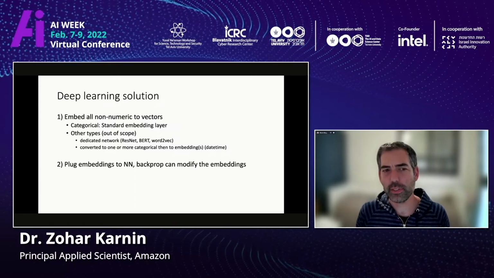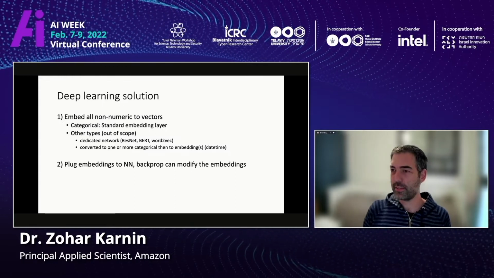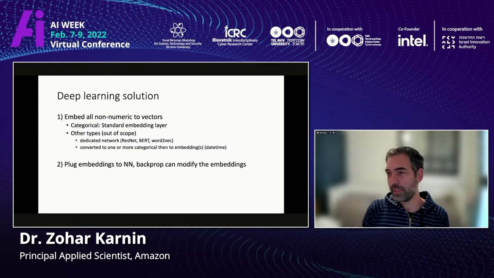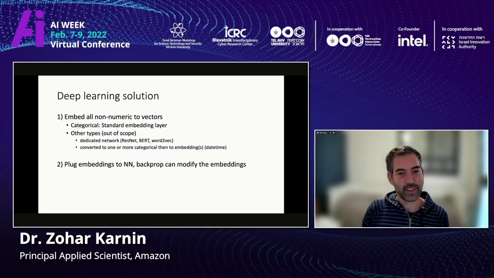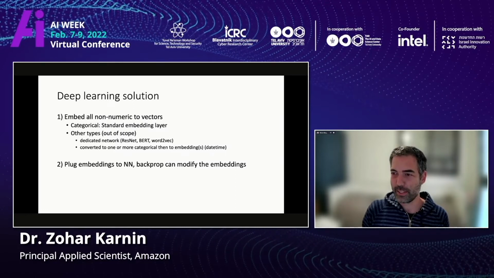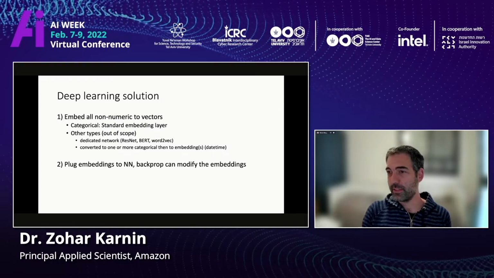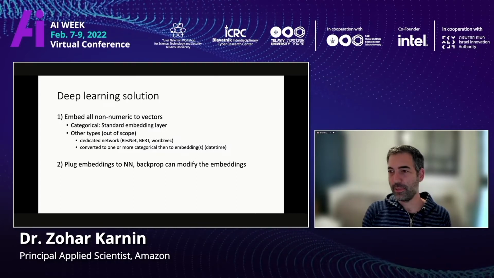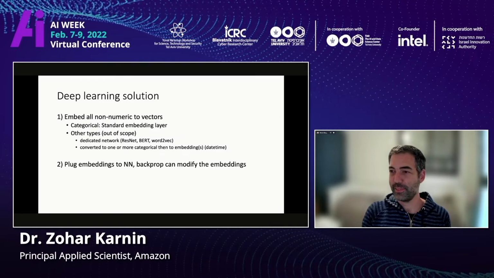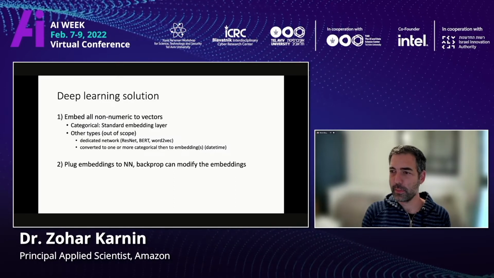And then you have other types like image, text, audio. I won't get into that, but there's a vast literature on the embeddings they get. Now that you have your embeddings, you plug this into a neural network, and you can backprop and, you know, way to success, right?